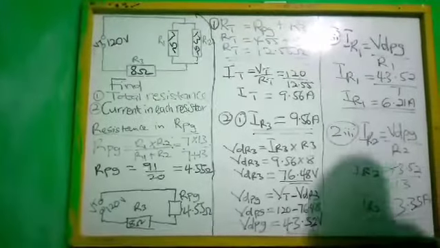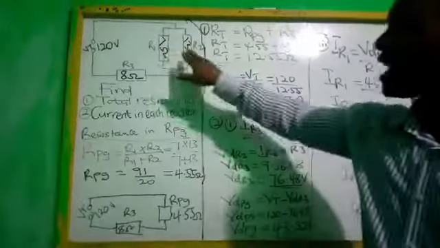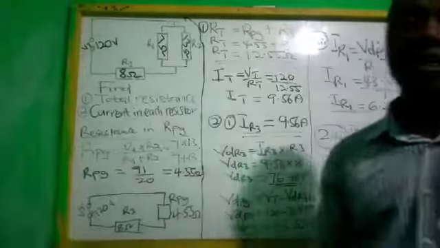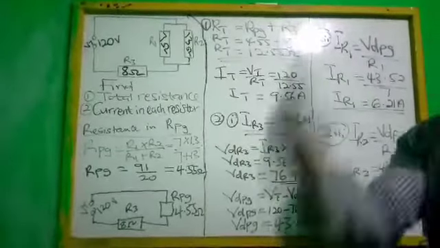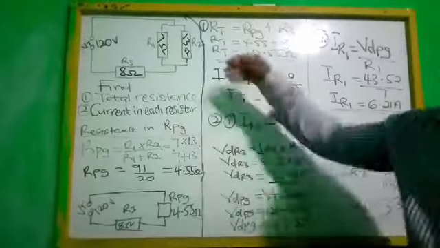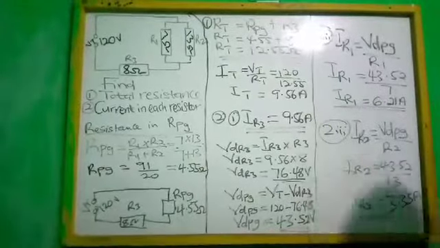Right, in the next video, I have another question where three of the resistors are connected in parallel and one of them is connected in series. I will show you how to calculate the total resistance and the current in each resistor in that particular question. But for now, this is the answer for this particular question.